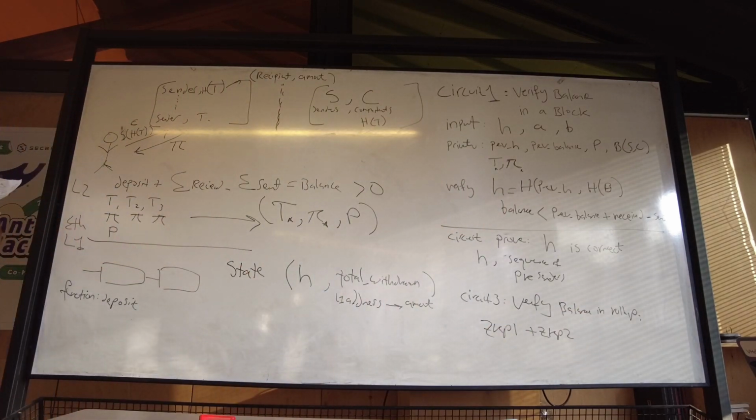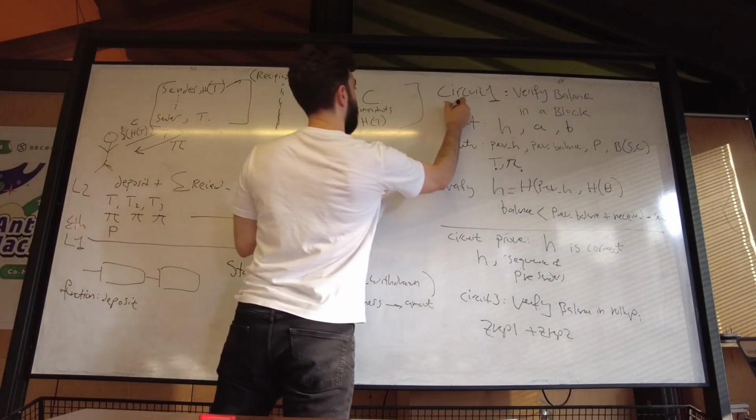That's what we need. Well, these are the inputs to it. The ones above are ZKP1 and ZKP2. Yes, we can think of it that way. So this is like ZKP1.